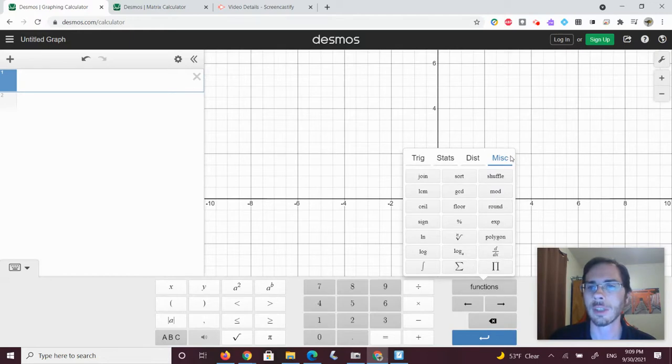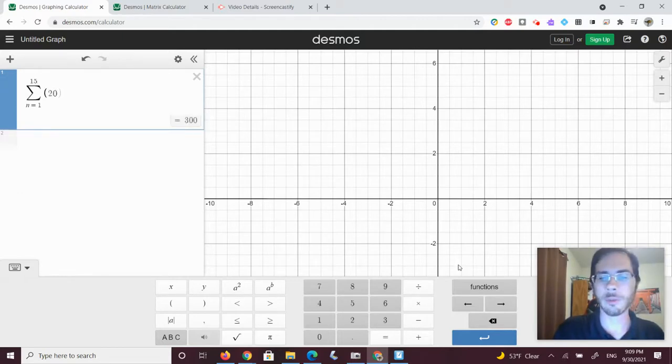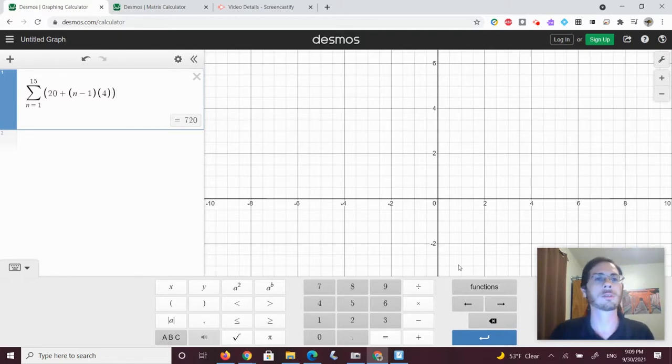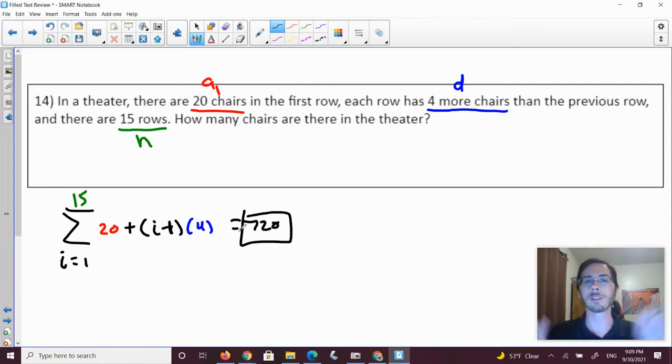Functions, miscellaneous. There's our good friend sigma. We're going to go from 1 to 15 rows. The first row is going to have 20, n minus 1, and we're going up by 4 every time. 720 seats. Looks like we're good to go. So we get 720. We did it. We did it with our good friend sigma. Sigma has saved us. And we're done. That's it. We've got the answer.